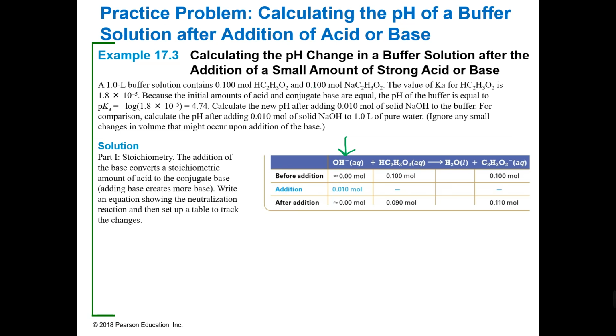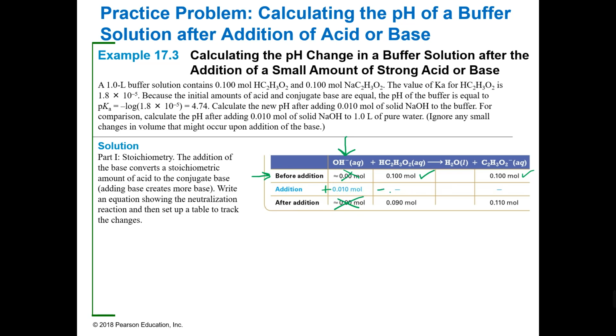So when we start this, in the very beginning, this does kind of look like an ICE table, and we are kind of going to sort of treat it like an ICE table. So what you'll notice is that before the addition, I have no hydroxide, I have no base added. I do have 0.1 moles of my acetic acid, and I do have 0.1 moles of my acetate anion. Then we're going to add 0.010 moles of the base. That will all get neutralized by the acid.